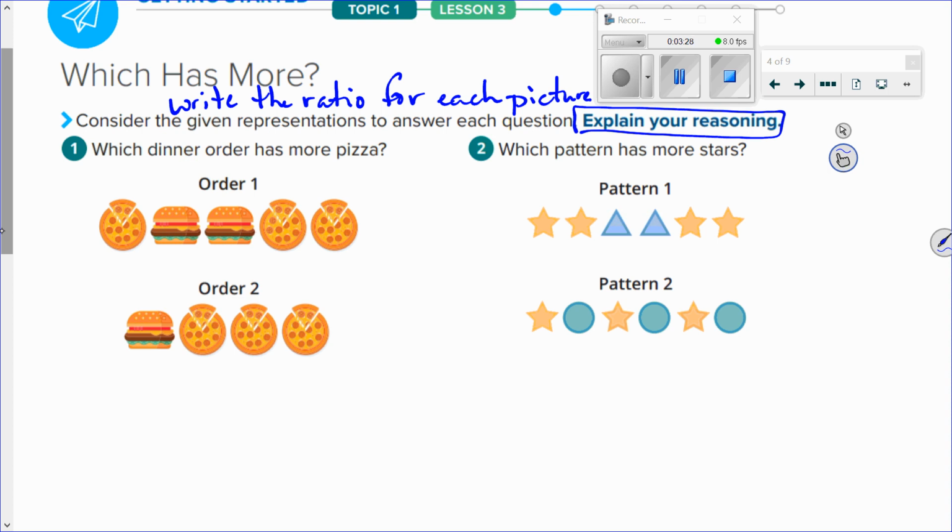Okay. I do want you guys to take your time on this, and especially on the reasoning piece. So I'm going to give you guys like 7 minutes to do these 4 problems. Go ahead and start. You will work together as a table.